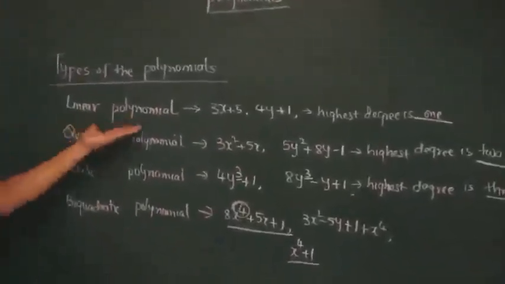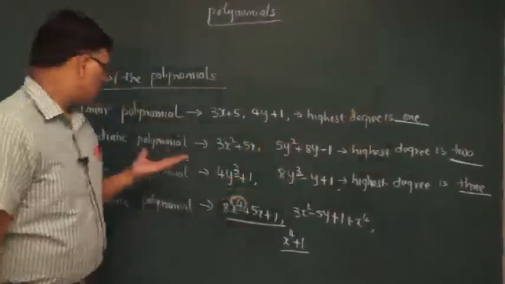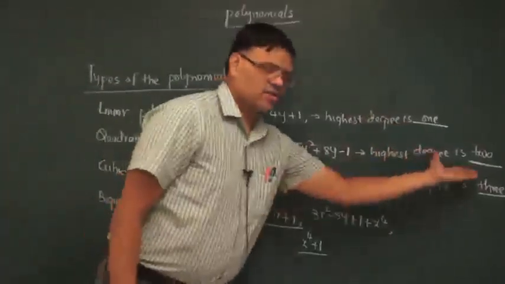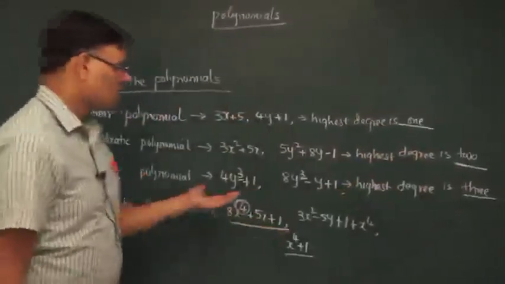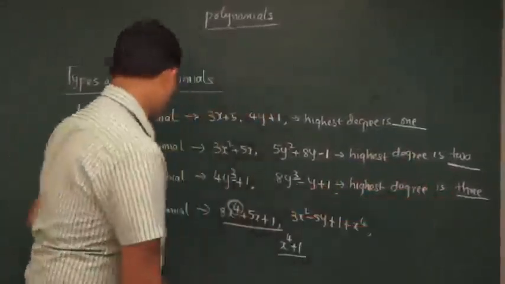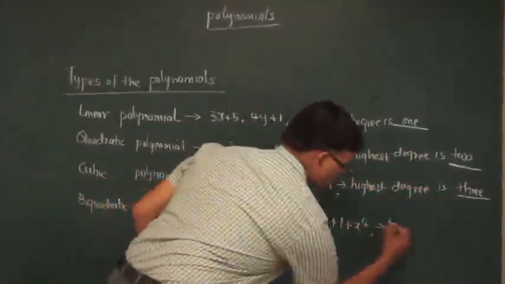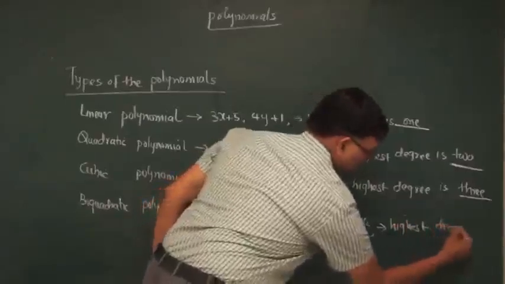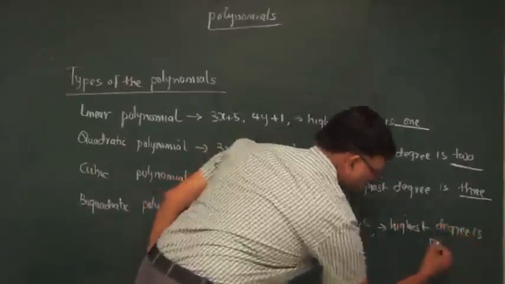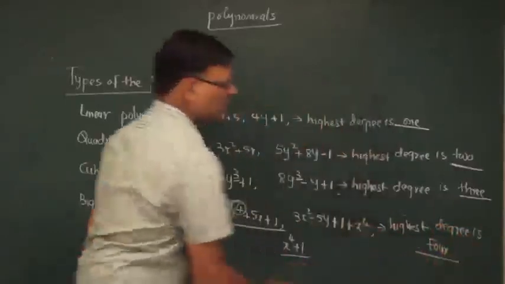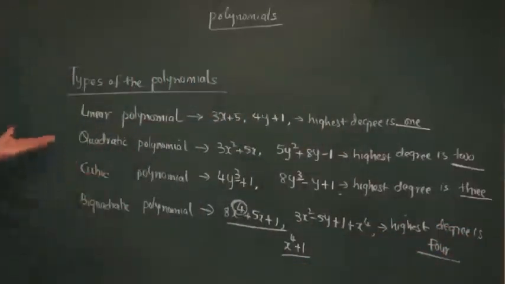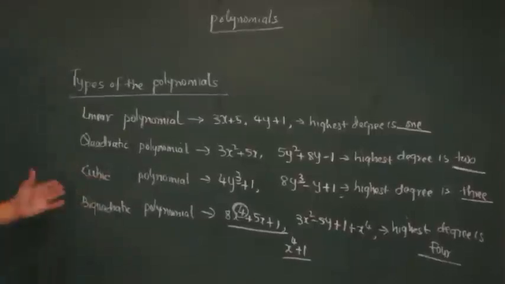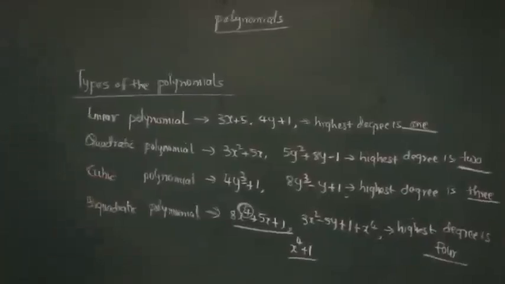That is, linear, highest degree is 1; quadratic, highest degree is 2; cubic, highest degree is 3; and biquadratic, highest degree is 4. So these are the types of polynomial we have to study. Next we'll move on to the next concept, zeros of the polynomial.